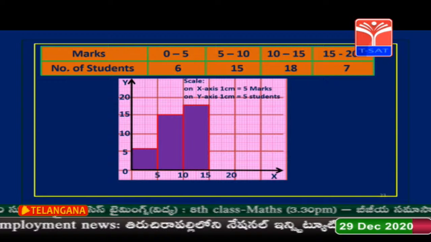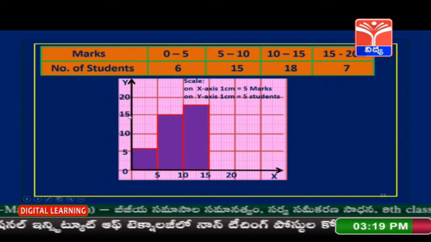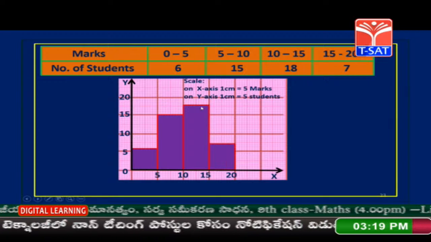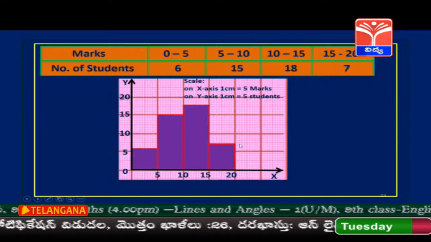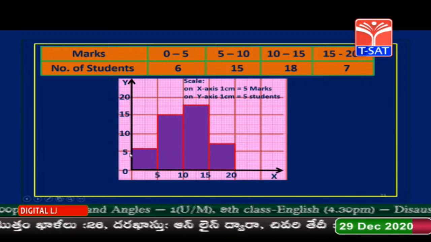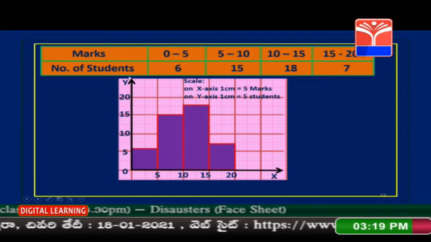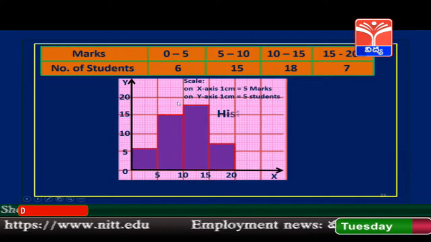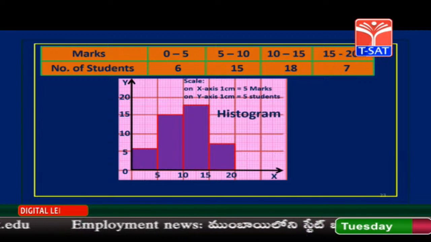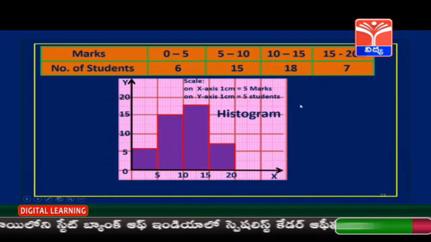Next 10 to 15 is having 18. How to take this 18 children? After 15, 6th line. Next 15 to 20 is 7. Children, how to take 7? After 5, 4th line. If it is 6, after 5, second line. If it is 7, after 5, 4th line. What you are seeing on the graph paper children? Yes, rectangles, and we can call it as a histogram. Like this you have to construct histogram for a given frequency distribution table.